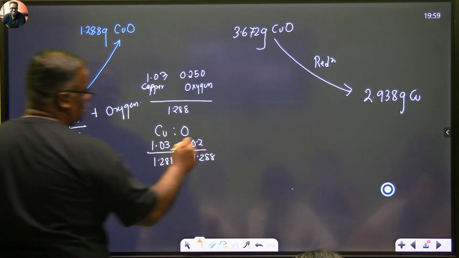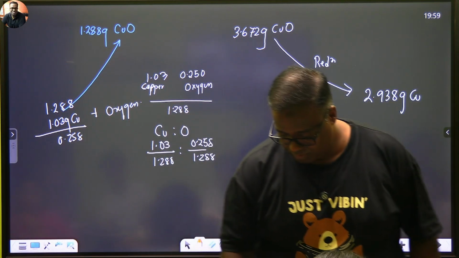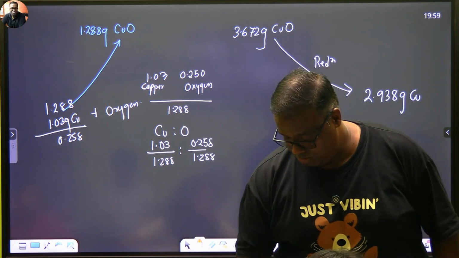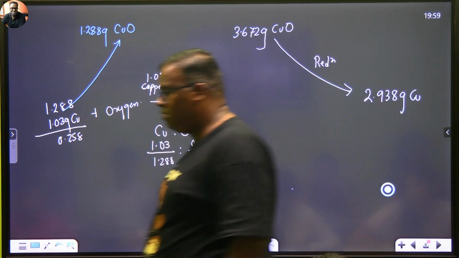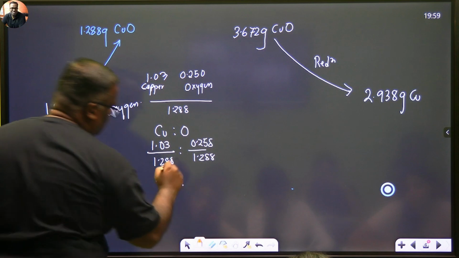258. So this is 0.258. Let's see the ratio now. So the ratio is 1.03 divided by how much? 1.288. So this is approximately 0.79. So I'm taking this as 0.8 approximately.